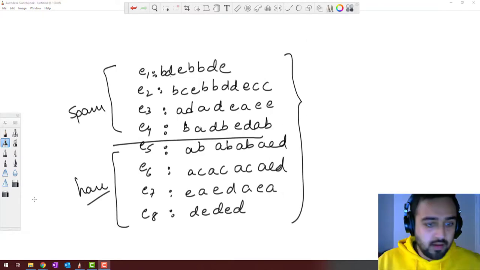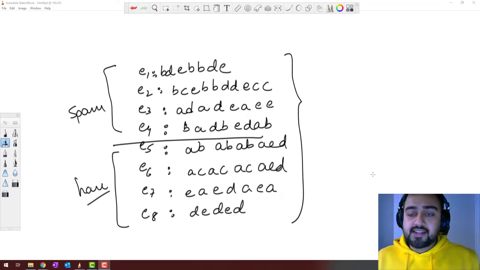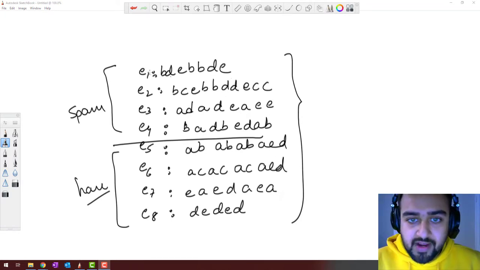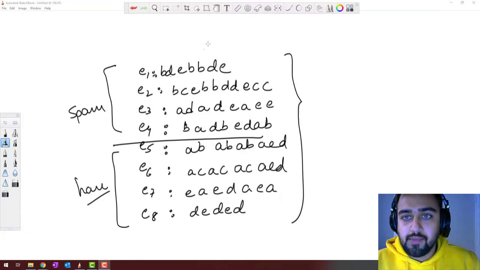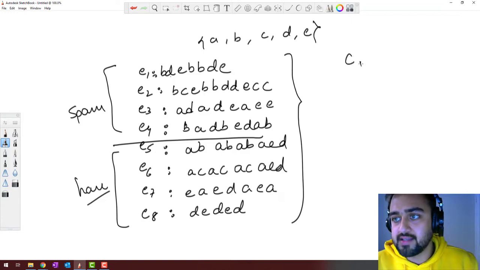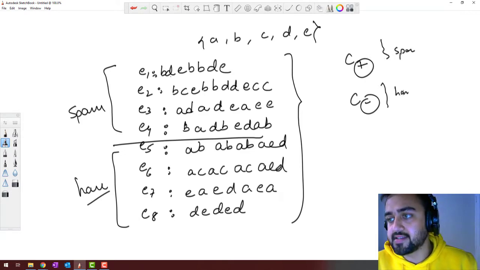Right? So let's take these two sets of emails where the top 4 are the spam emails made up of words A, B, C, D, and E. Right? So there are 2 classes. Let's represent those classes as spam and ham. Right? These are spam and these are represented as ham. The probability of occurrence of spam and ham emails are both 1/2.